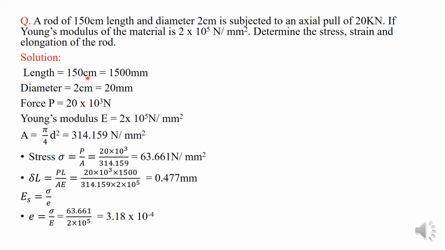Length is equal to 150 centimeter, that is equal to 1500 mm. Then diameter is equal to 2 centimeter, which is equal to 20 mm. Now the force which is given in the question as 20 kilonewton is equal to 20 into 10 raised to 3 Newton. Now Young's modulus is equal to 2 into 10 raised to 5 Newton per mm square, and from the given dimensions we can find out the value of area, and that's equal to pi by 4 d square, which is equal to 314.159 mm square.